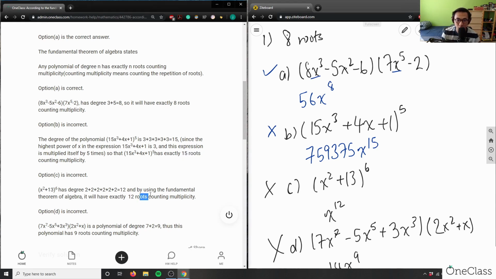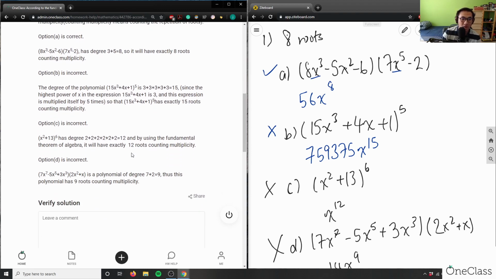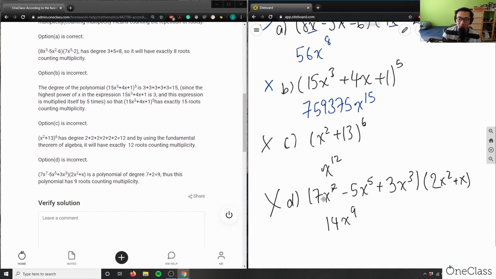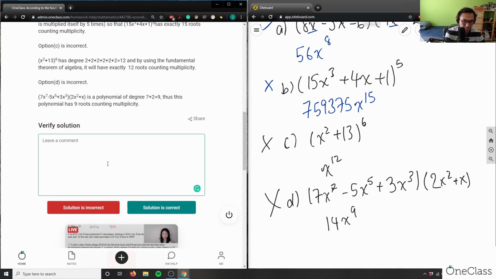C here has 12 roots because x squared to the power of 6 is x to the power of 12. And then finally, 7x to the power of 7 times 2x squared would give me 14x to the 9, and they said 9 roots counting multiplicity. So the solution here is correct. Correct. Good analysis. Solution is correct.